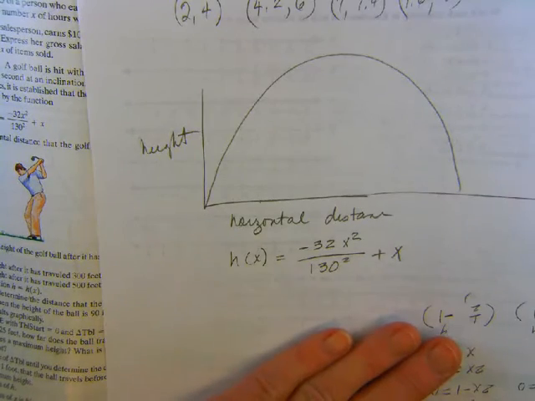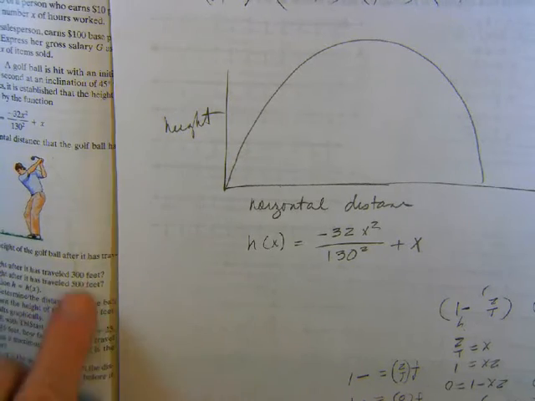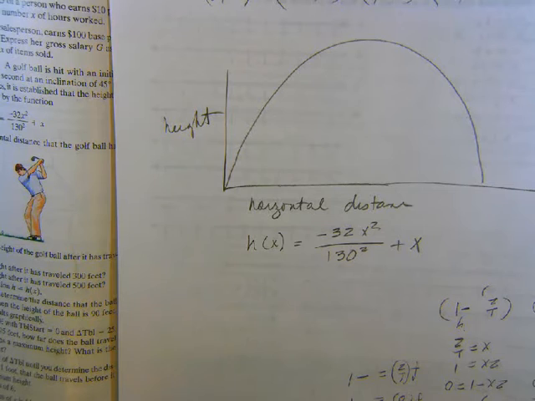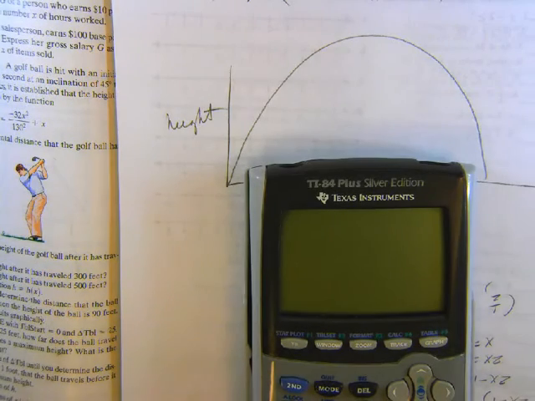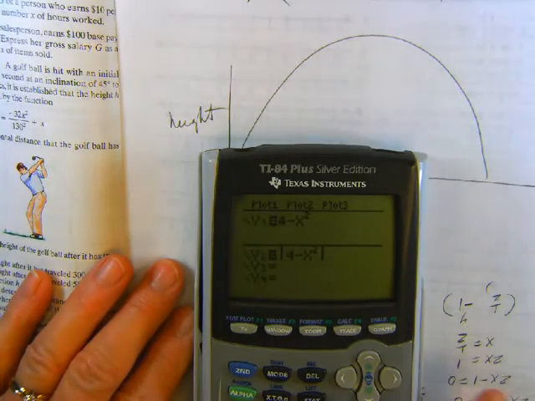To determine the height of the golf ball after it's traveled 100 feet, I'm going to show you something in your calculators I did not get to show you the other day. So get out your calculators and let me show you a couple of things I want you to know. The first thing we're going to do, because you need to know how to do it, is get the window of this. Turn it on, go to y equals, clear out anything you've got there, and put in this function.